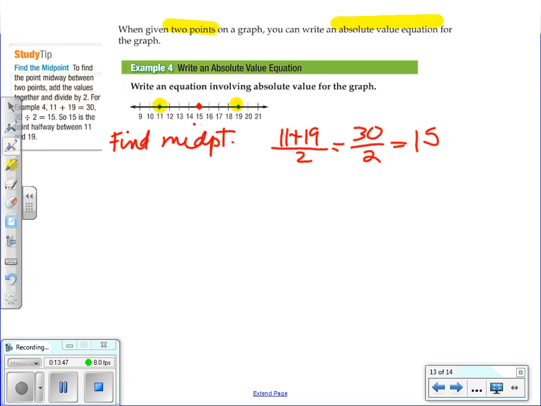All right, now let's write our equation. Absolute value equals. What are we going to say here? What's the absolute value going to be? What's our range between here and here? We need to know that number. It's 4, isn't it? And from here to here is also 4. So we're going to say the absolute value of x minus 15 equals 4. All right? Why don't you guys try one of those?